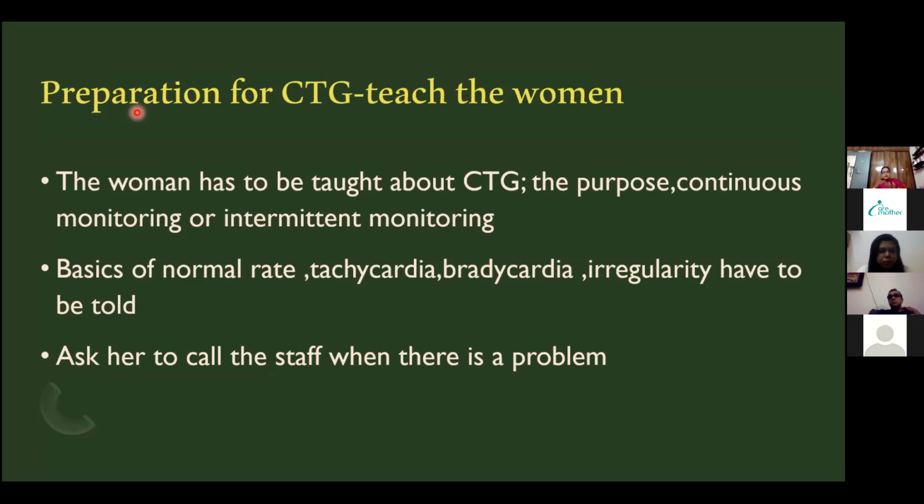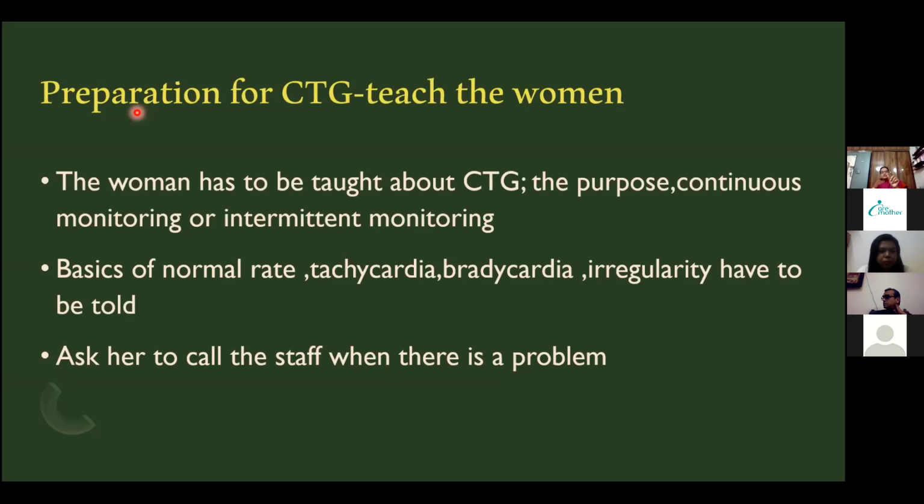So you should tell her that we are going to monitor the fetal heart rate by this machine. We may do an intermittent monitoring or a continuous monitoring. If you are going to do continuous monitoring for high risk patients, you have to inform the woman that we are going to put this continuously. If you want to have a break, if you want to go to the bathroom, you should let us know. So the patient has to be counseled.